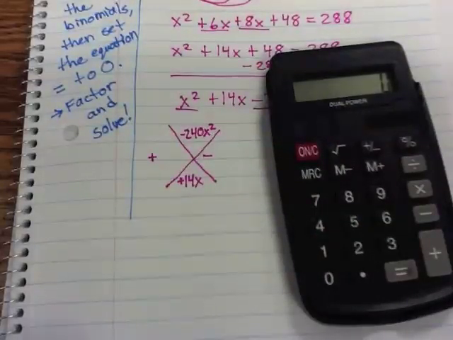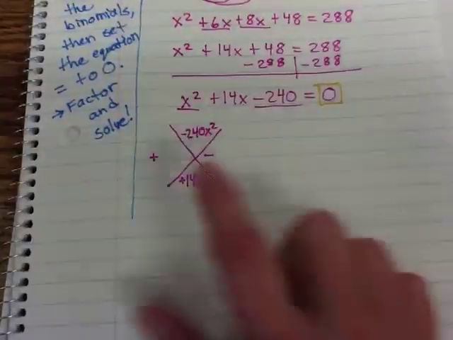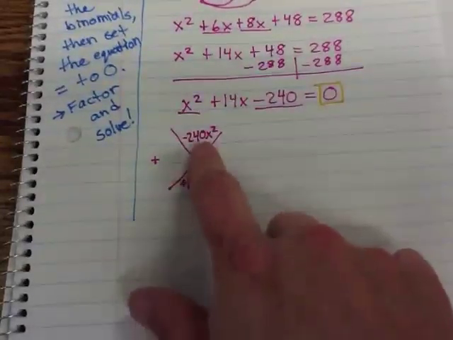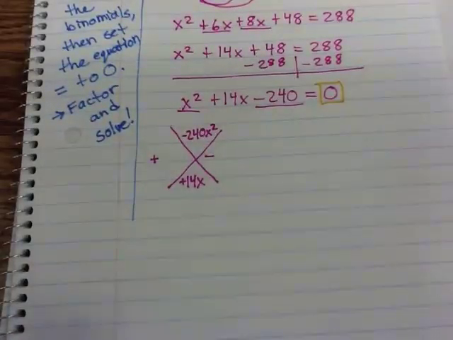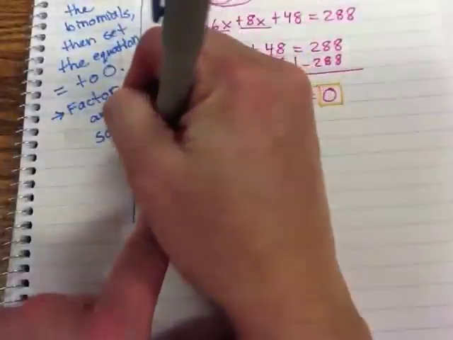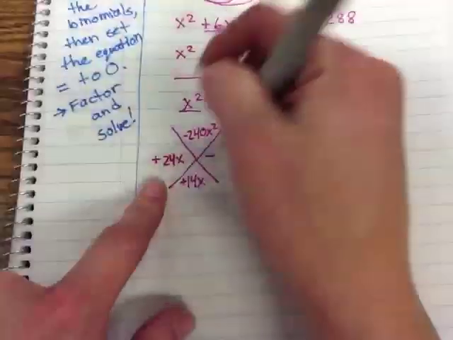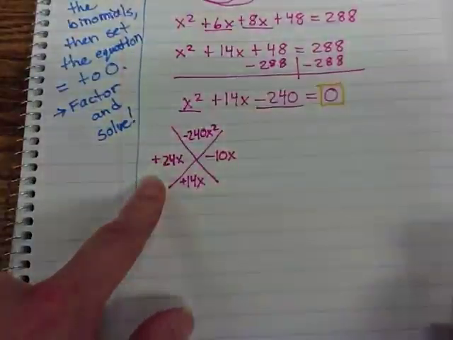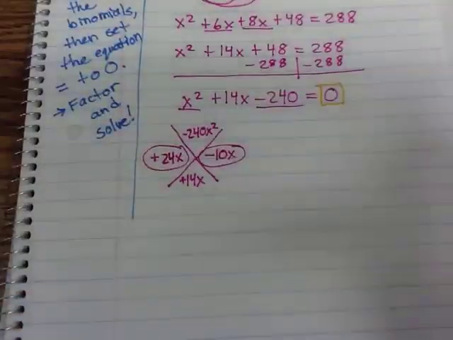24 and 10. Is the difference between 24 and 10 14? Yes. And is it 240? Yeah. Okay, so now which one needs to be positive, which one needs to be negative? 24 should be positive because the larger number needs to be positive here. 10 should be negative. You guys are getting better with these big numbers now.